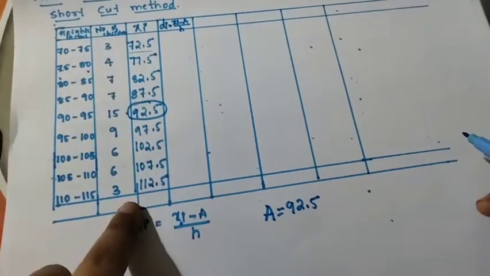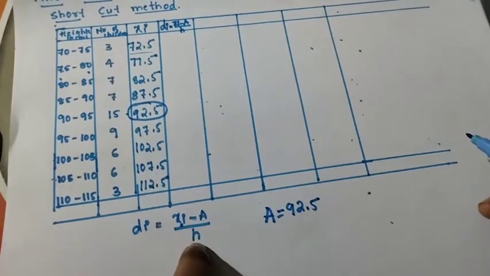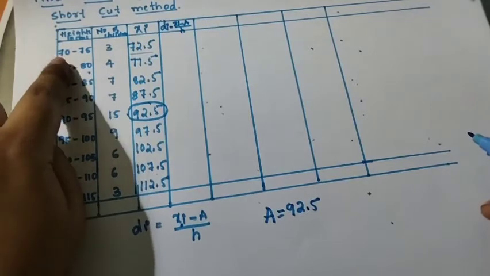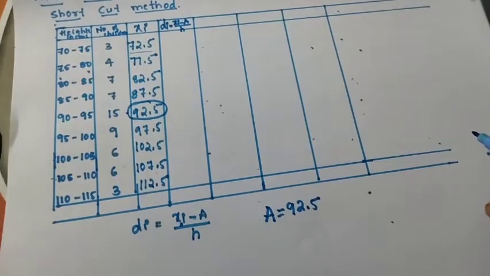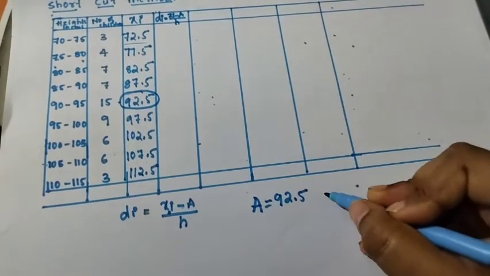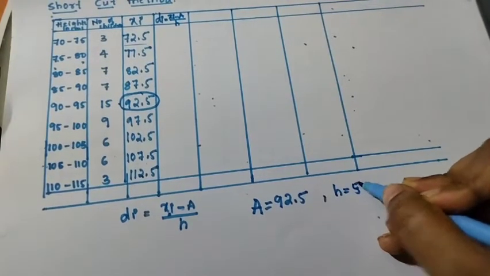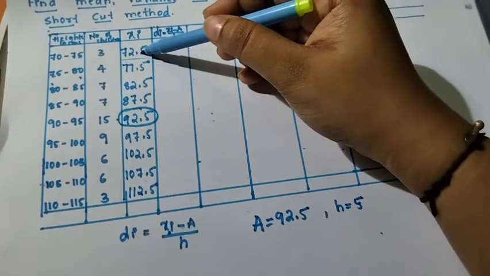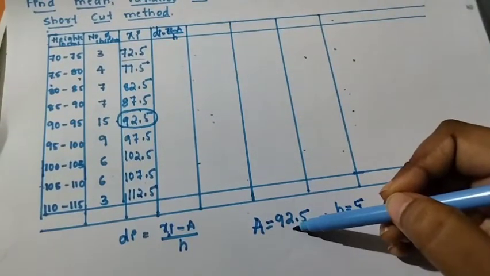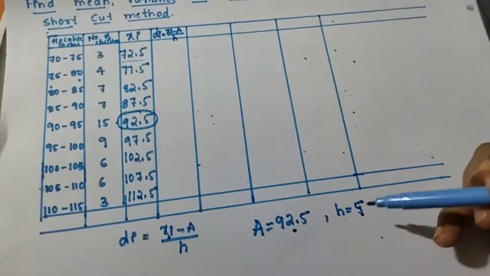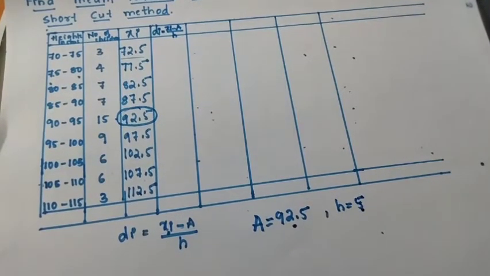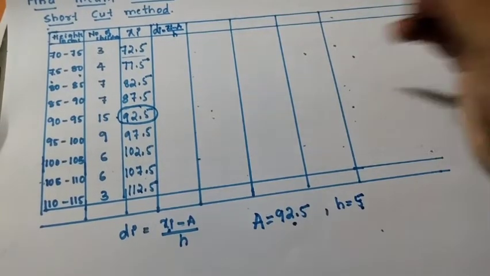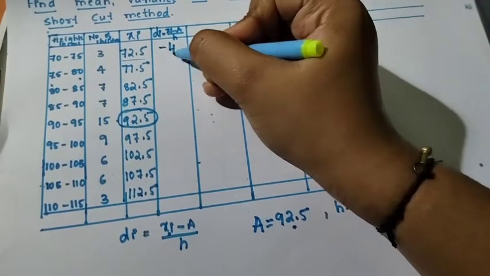For each xi value, you have to subtract it and divide by h. h is nothing but the width of this class. So 70 to 75 there exist 5, so h value is equal to how much? 5. So now you have to subtract them. So 72.5 minus 92.5 divided by 5. 72.5 minus 92.5 will be equal to minus 20. Minus 20 divided by 5 will be equal to minus 4.